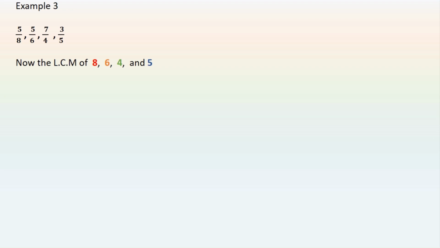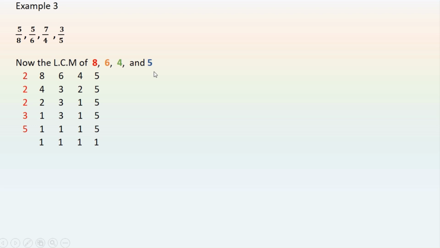Let's look at the next example, that is unlike fractions. I said earlier, in arranging unlike fractions, we will first find the least common multiple. So the least common multiple for 8, 6, 4, and 5, we have to apply the division rule to solve for the denominators, because here the denominators are different. That is 8, 6, 4, and 5. So let's apply the rule to solve for these denominators. That will help us find our least common multiple. So I have 8, 6, 4, and 5.